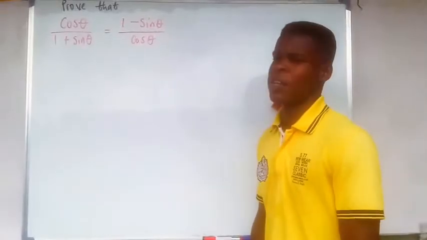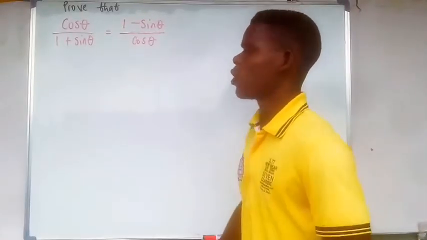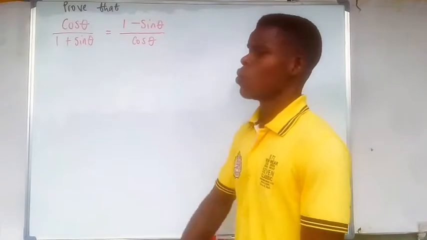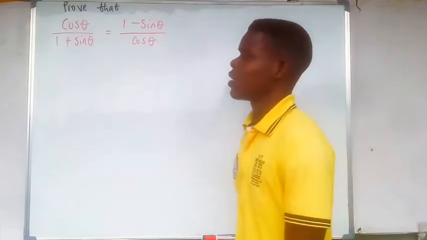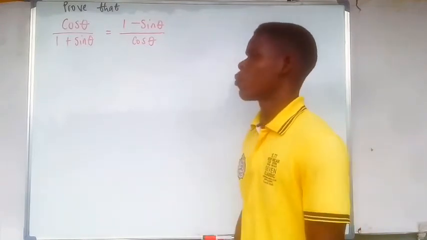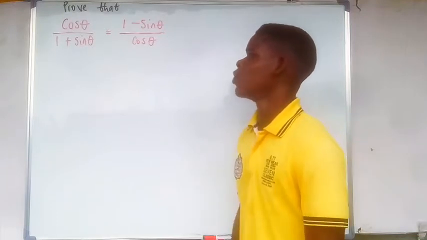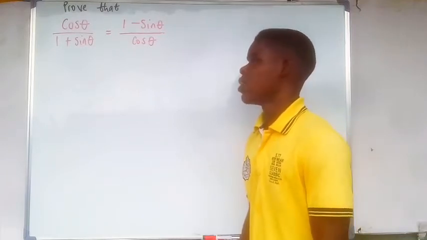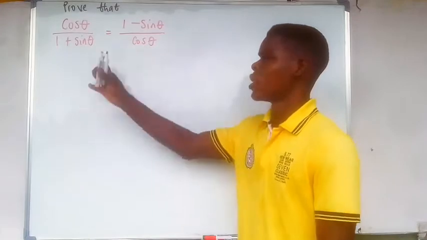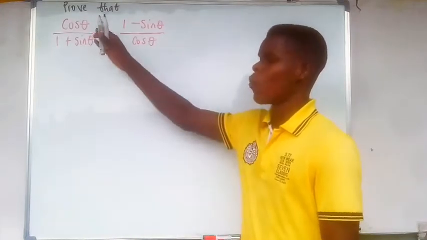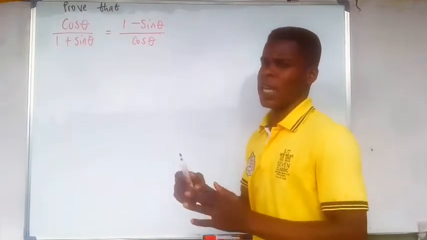We want to prove that cosine of theta divided by 1 plus sine theta is equal to 1 minus sine theta divided by cosine theta. So we want to prove that the left hand side of this equation is equal to the right hand side. We are not just going to use both of them at once. We will solve one of them and make it look like the other.